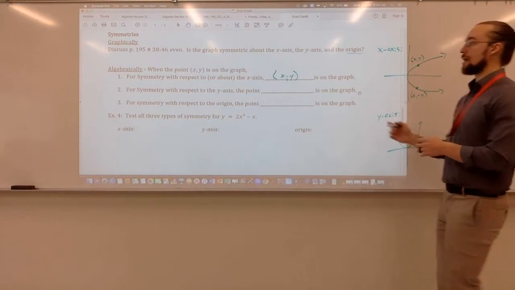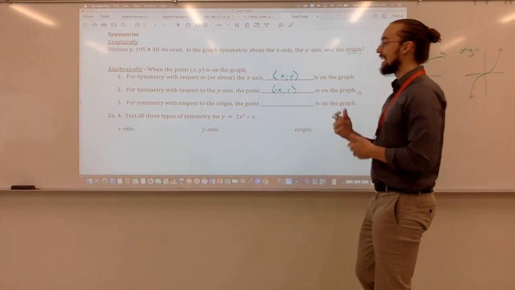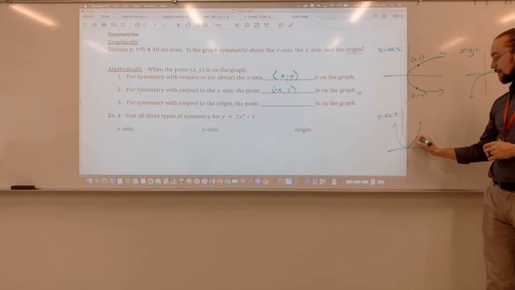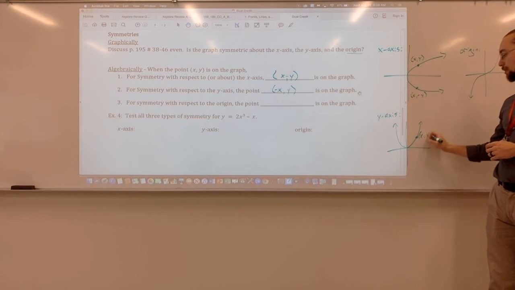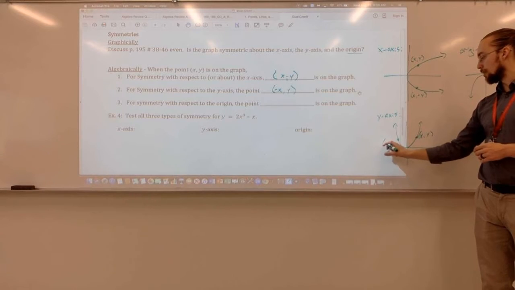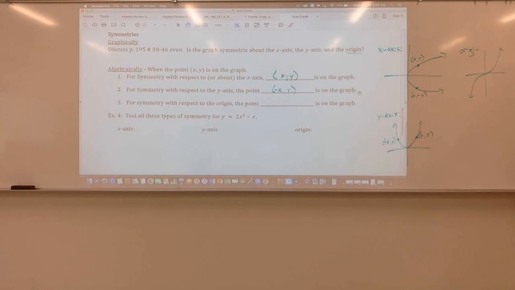Similar idea for the y-axis. We would have to have negative x, y on that graph. So here, if I've got the point x, y on the graph, then over here would have to be the point negative x, y. The same y coordinate, opposite x coordinate.